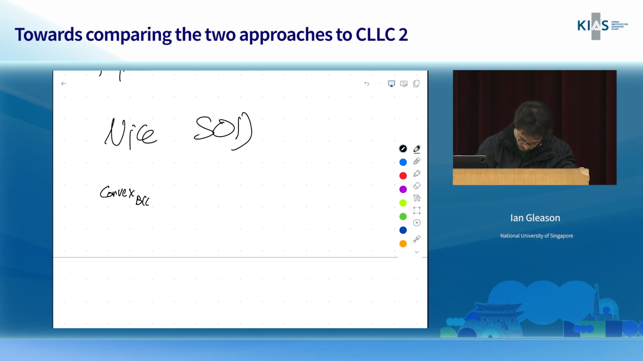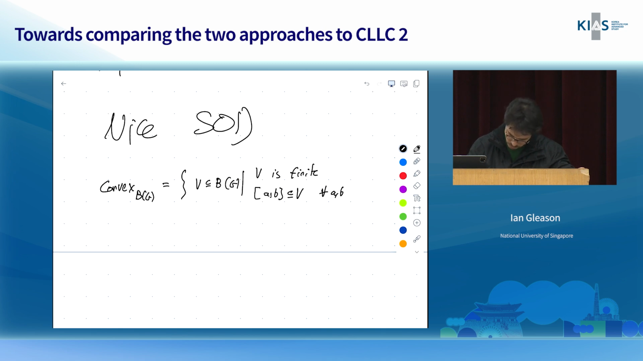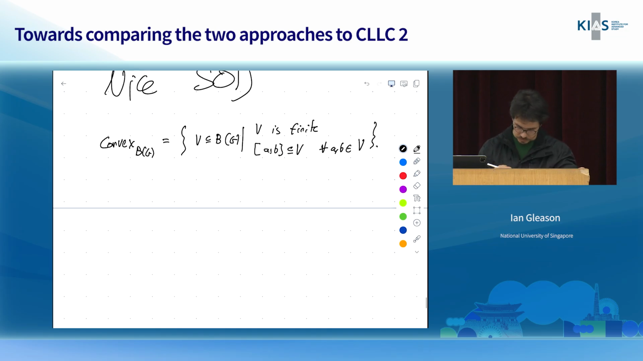I'm going to consider convex BG to be the following set, or actually I want to think of it as a partial order. So it is the set of subsets B of BG such that B is finite and it is convex. That means that it contains an interval whenever it contains two elements. You can think of this as a set or as a partial order or as a category, whatever taste you like.